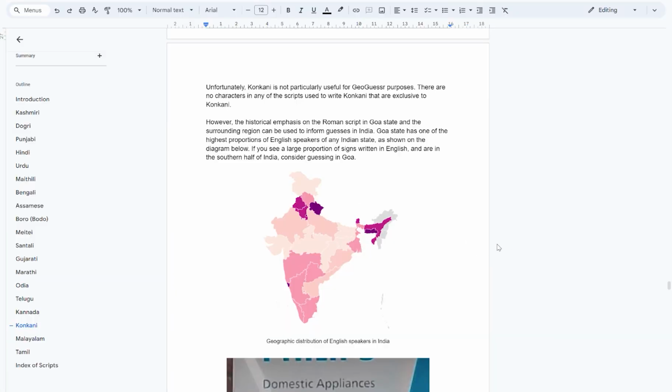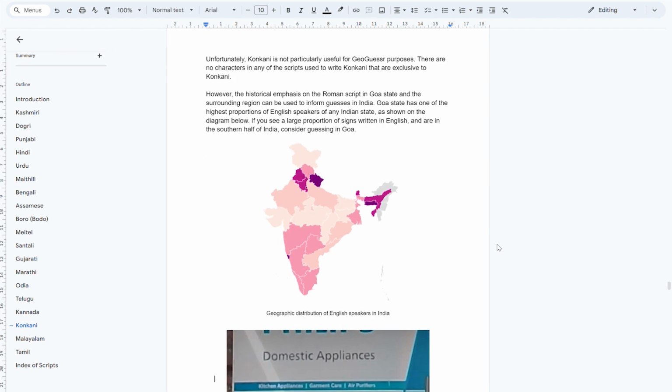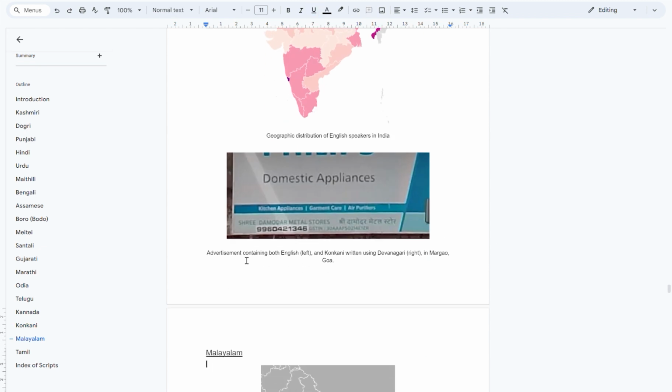So if you see a large proportion of signs written in English and you know you're in the southern half of India, consider guessing in Goa. So here's an advertisement. You've got Konkani written in Devanagari, and then there's also English. And this is in Goa.